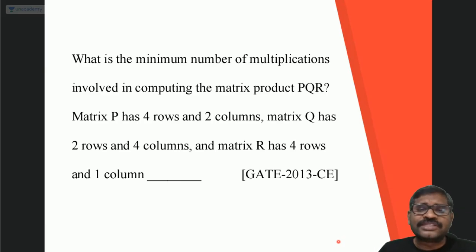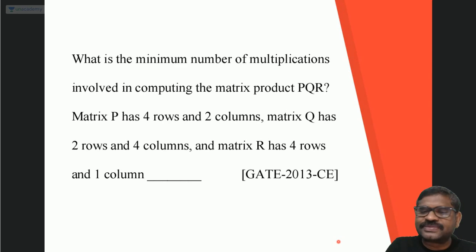What is the minimum number of multiplications involved in computing the matrix product PQR, where matrix P has 4 rows, 2 columns, Q has 2 rows, 4 columns, R has 4 rows, 1 column.